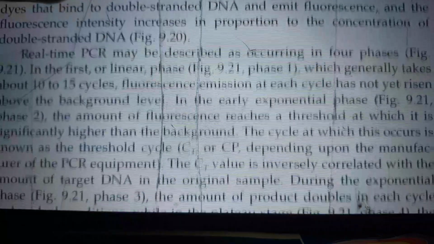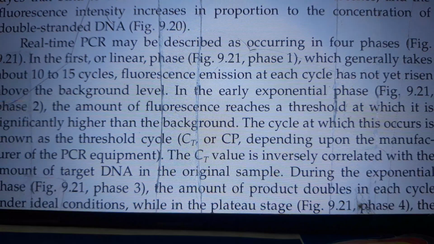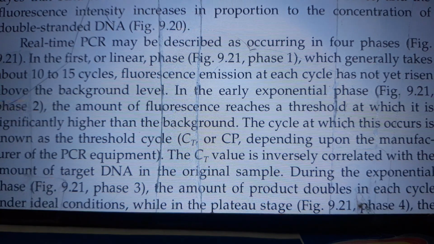Labeling the DNA is achieved using any one of a variety of protocols. In the simplest approach to labeling DNA, researchers add dyes that bind to double-stranded DNA and emit fluorescence, and the fluorescence intensity increases in proportion to the concentration of double-stranded DNA. Real-time PCR may be described as occurring in 4 phases.